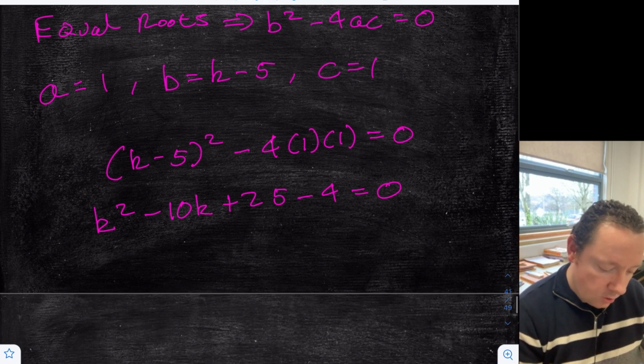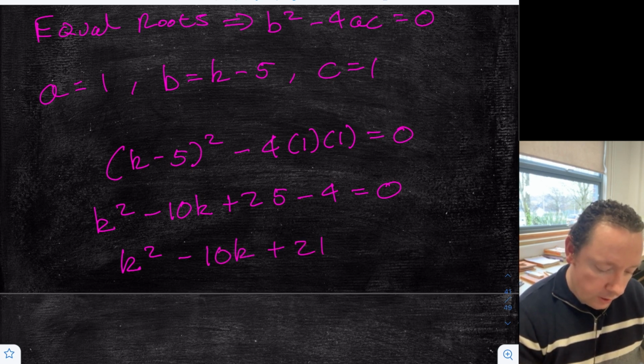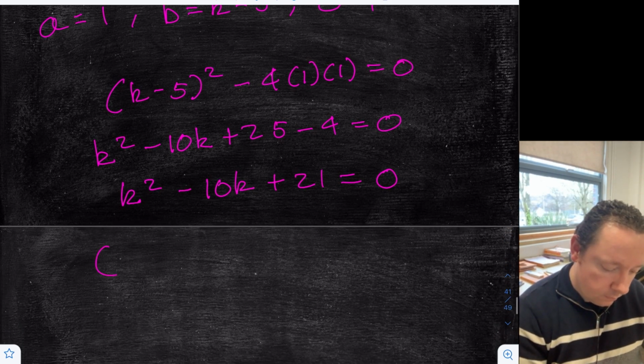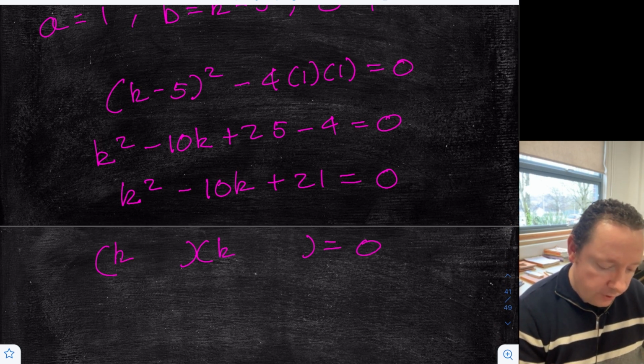So that's k squared minus 10k, 25 minus 4 is 21 equals 0. And if we're lucky, that will factorise. So we've got k and k. 7 3s is 21 and 7 and 3 make 10. So it's definitely 7 and 3. Minus 7 minus 3 is minus 10. So k equals 3 or k equals 7.